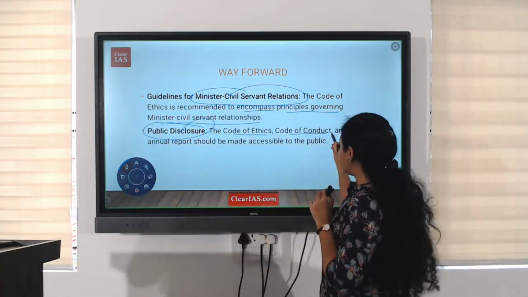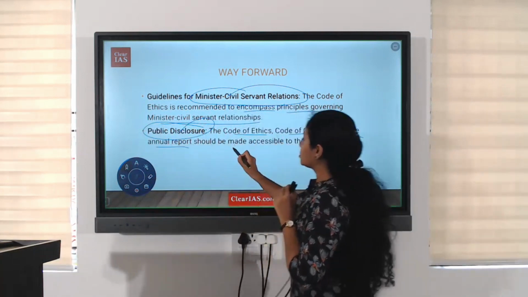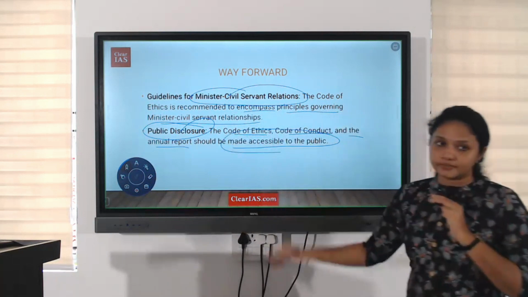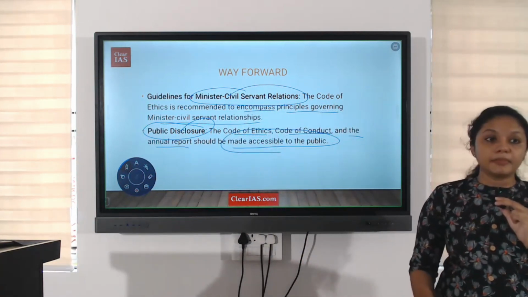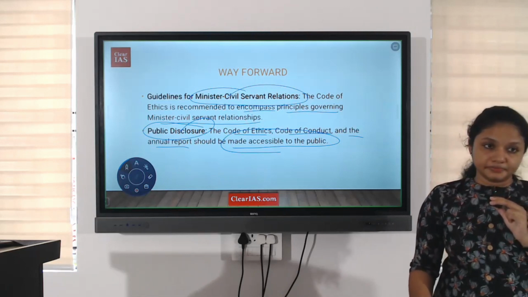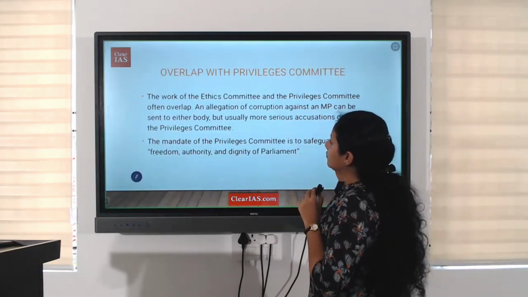Next one is public disclosure. Code of ethics, code of conduct, and the annual report should be made accessible to the public. This will also ensure checks and balances. Public scrutiny is ensured. Clear? Okay.